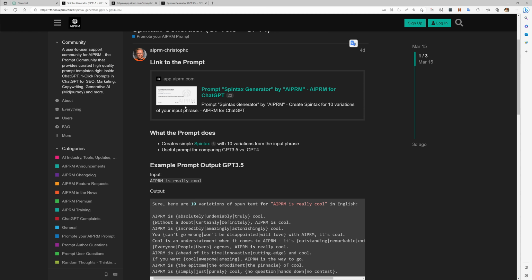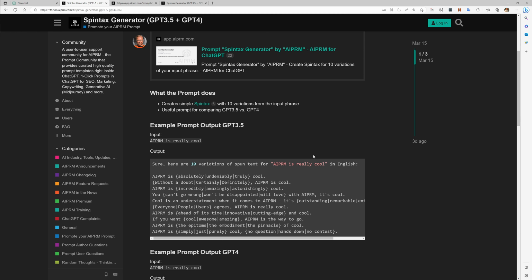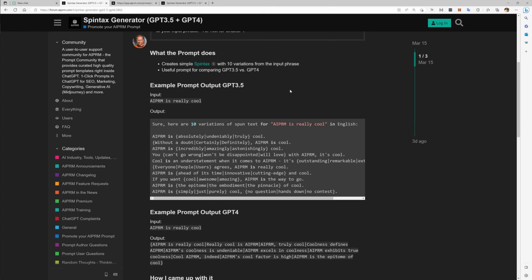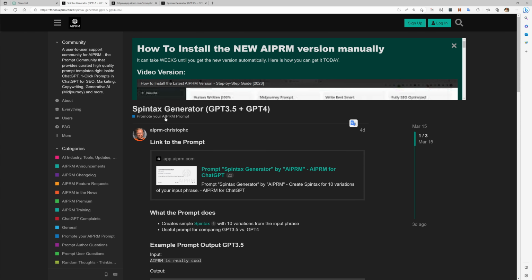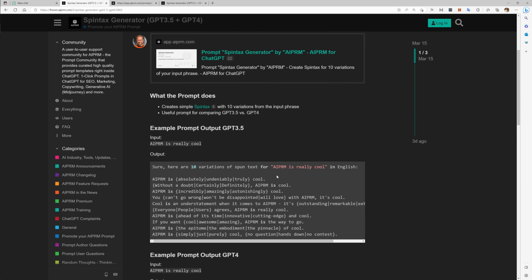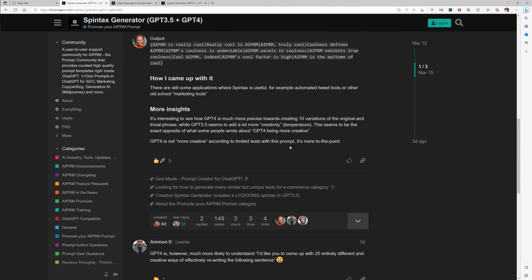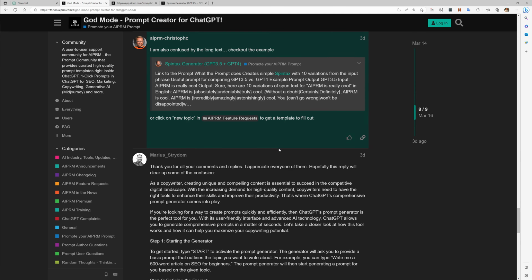So that's where the AIPRM verified prompts come in. The verified prompts have a much higher quality expectation. This is why they have their own prominent tab here. When you click on this, you see only the verified ones. But going back to the promote your AIPRM prompt category, this is where a user should get an idea. Okay, if I enter this, I get this. If I enter this, I get this. And these examples are crucial.